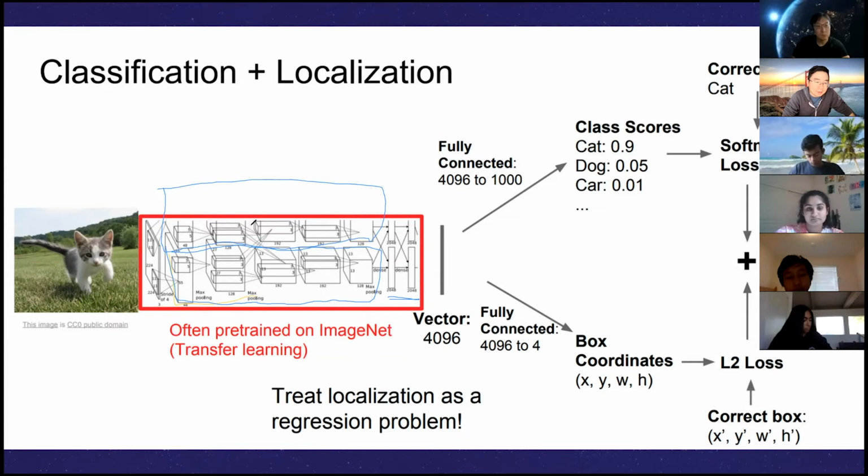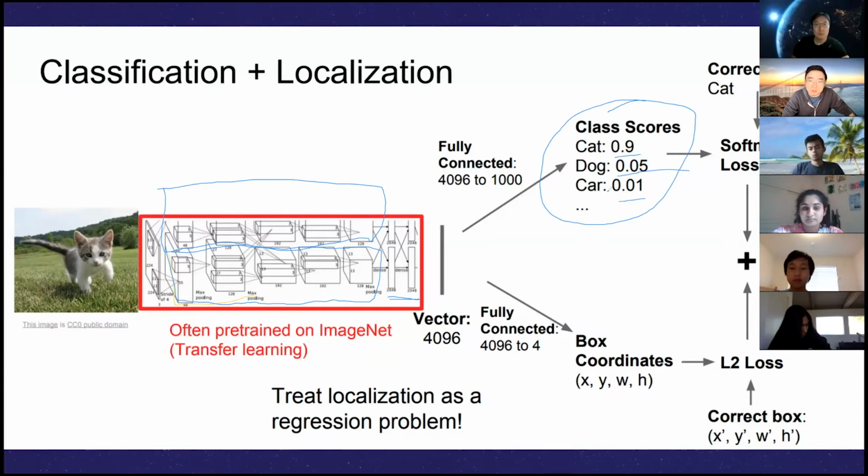We add another pipe, just like what we had before, except, when you look at the classification problem, we basically come out with class scores. Maybe cat is 0.9, dog is 0.05, and car is 0.01. And then we define a loss.